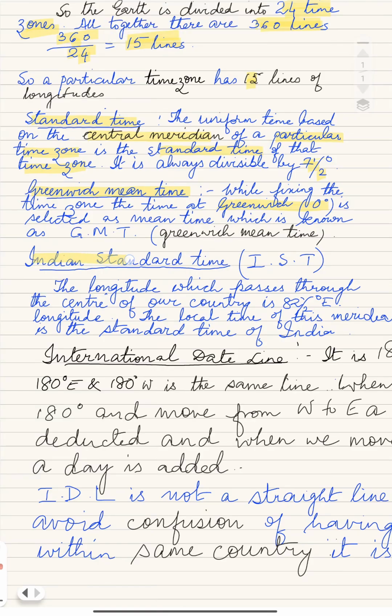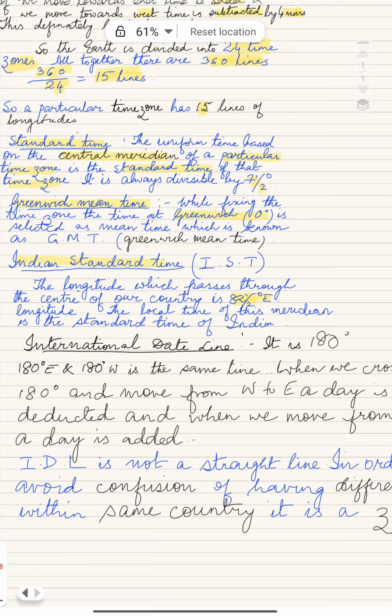Next, we have Indian Standard Time or IST. The longitude that passes through the center of our country is 82.5 degrees east. The local time of this meridian is the standard time of India. Next, let us do the international date line. Now, it is 180 degree. 180 degree east and 180 degree west, remember, it is always the same line.